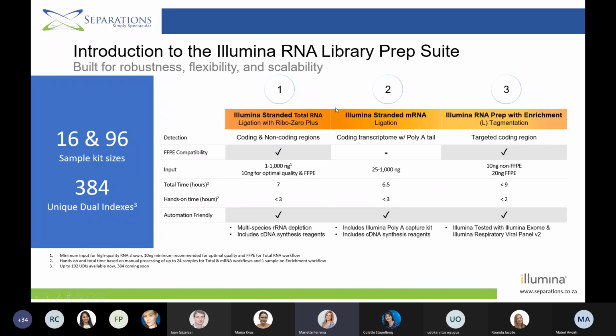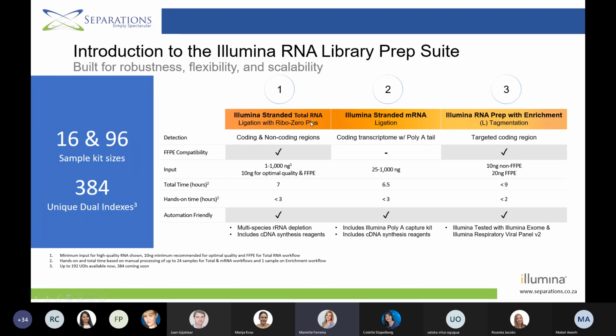With the introduction of these kits, we have different kit sizes. If you don't have a lot of samples, we have the 16 sample kit, and we've also got the 96 sample kit. And as I mentioned, we've got up to 384 unique dual indexes.